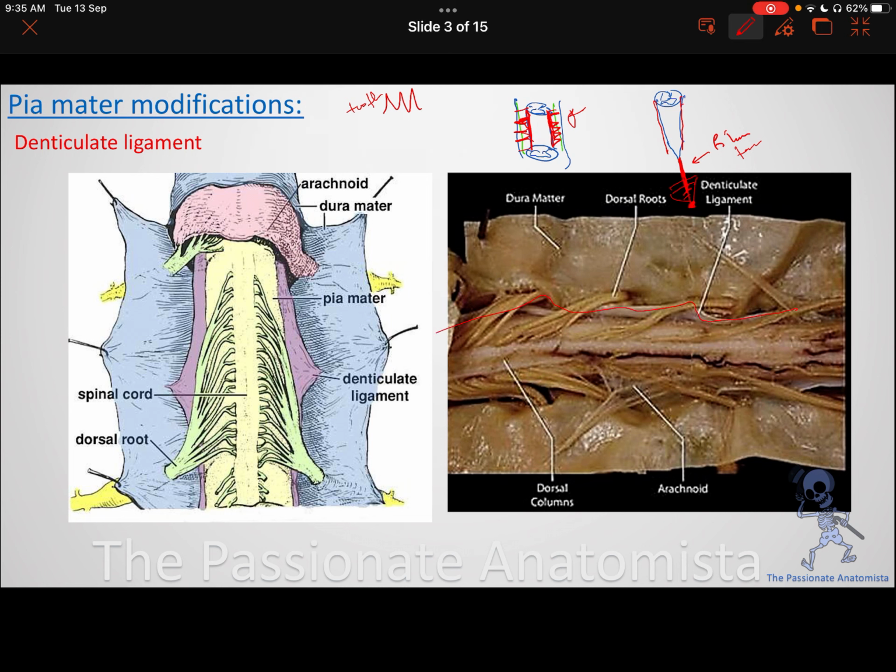Tooth-like projections, a denticulate. I forgot what we call it. All right, so if you see something bulging, okay, it's not bulging, it's tooth-like projections, denticulate. I wanted to say dense-like, but it's not dense-like, it's dentin. Then, all right, the denticulate ligament is going to fix your spinal cord to the dura, and from there, you're going to fix the spinal cord in the vertebral canal.